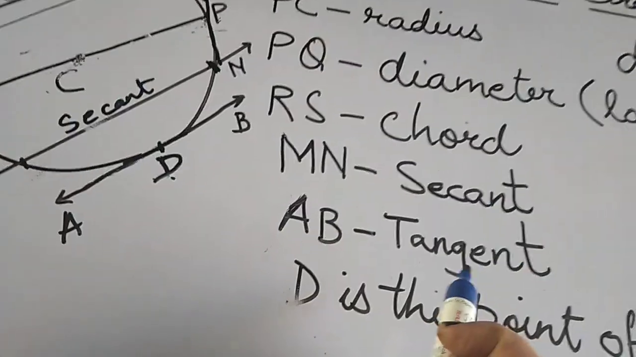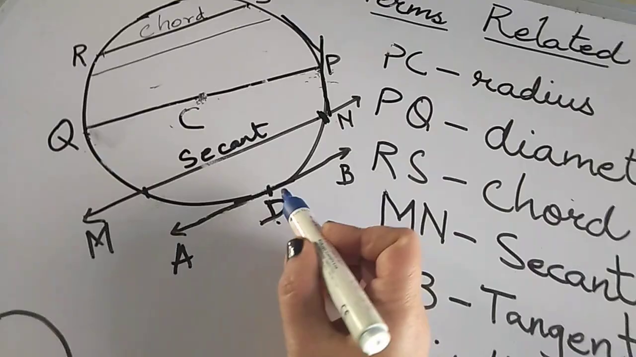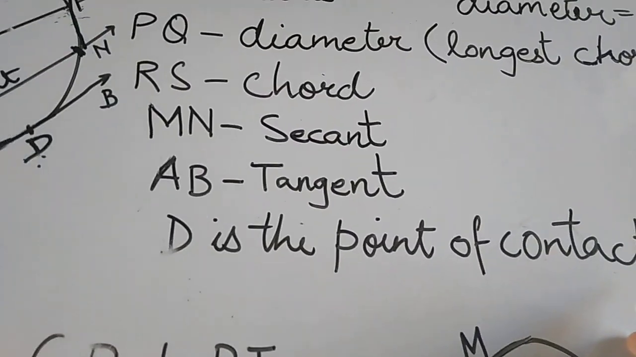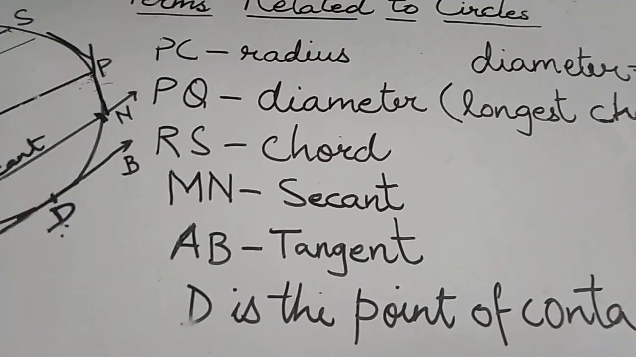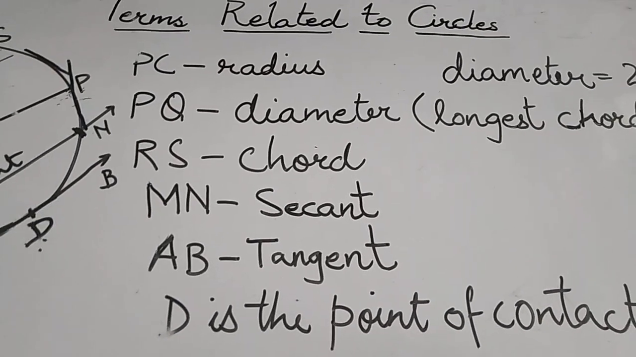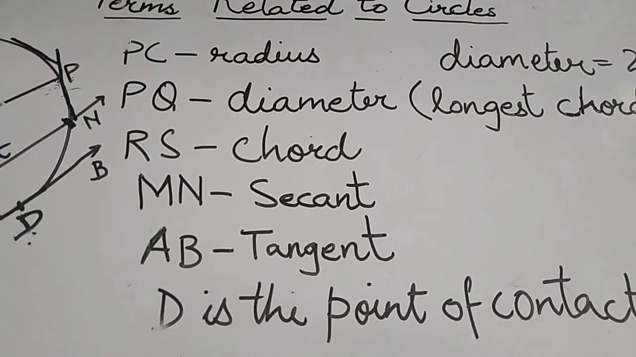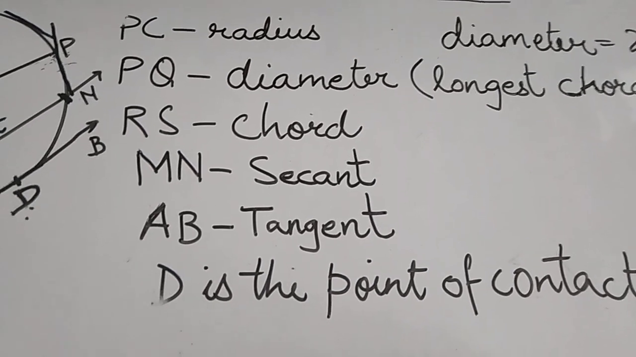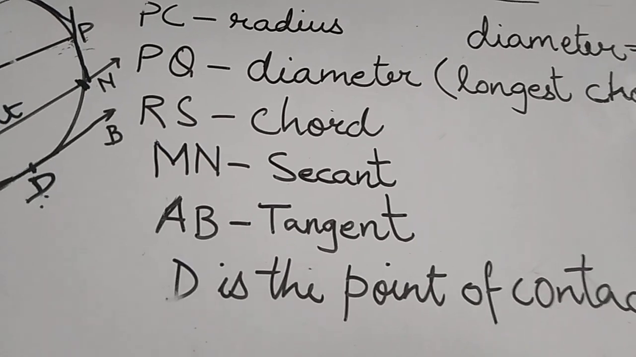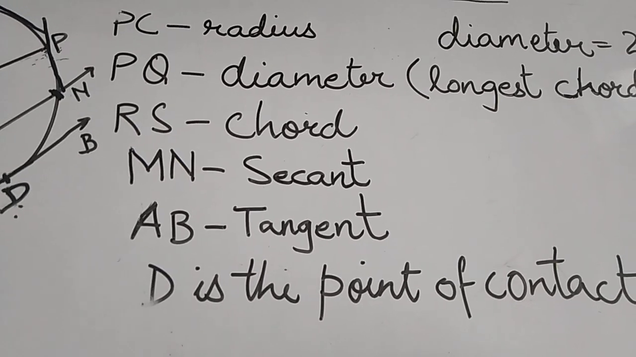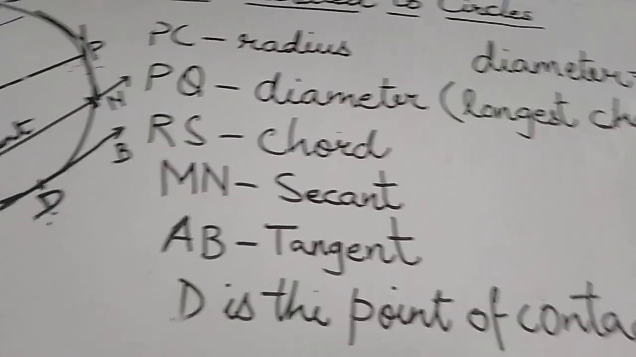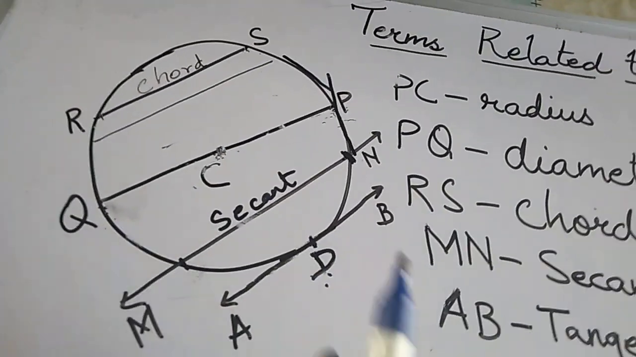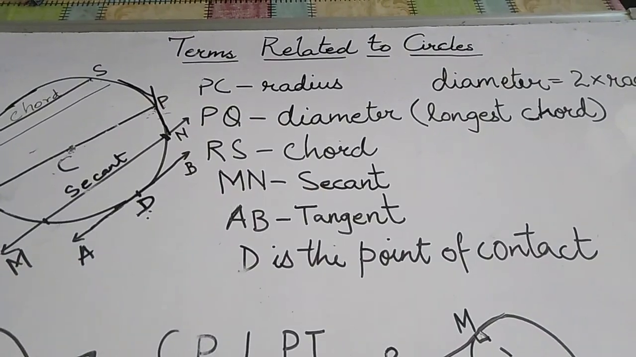That is a tangent, and the point at which it touches the circle, like D, is called the point of contact. I hope all these terms are clear to all of you: radius, diameter, chord, and the differences between them. Secant and tangent. A secant is a line, a tangent is a line, a chord is a line segment. Diameter is the longest chord. Diameter is also a chord. I hope this is clear to all of you.